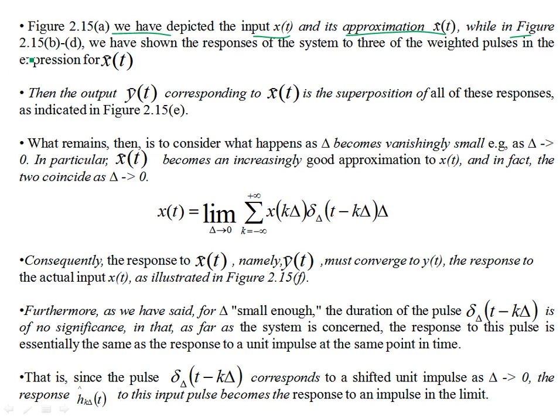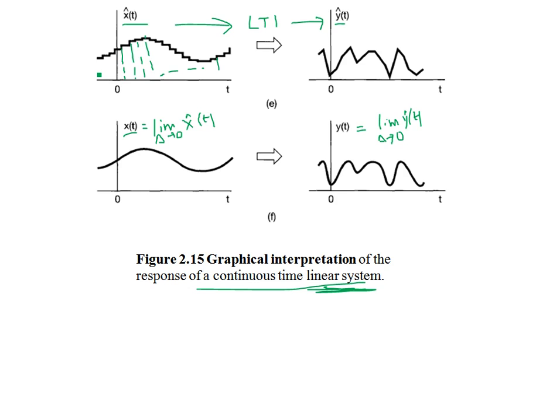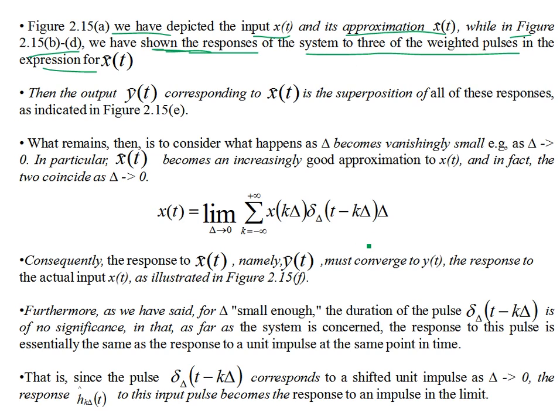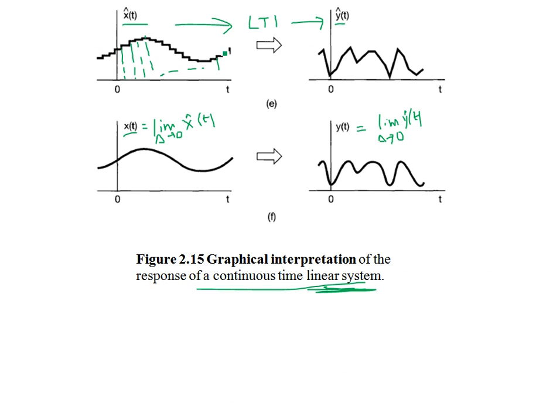So figure 2.15a shows the depiction of x(t) and its approximation x hat of t, while figures 2.15b to d show the responses of the system to the three weighted pulses in the expression for x hat of t. And then the output y hat of t corresponding to x hat of t is the superposition of all these responses. This is shown in 2.15e over here. Again, this is the approximation for y(t), which is the original output of the system.